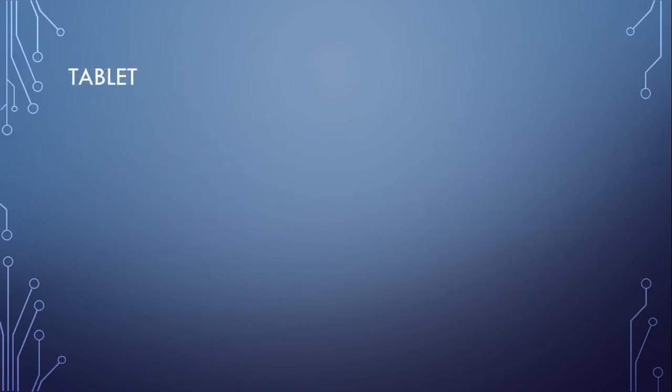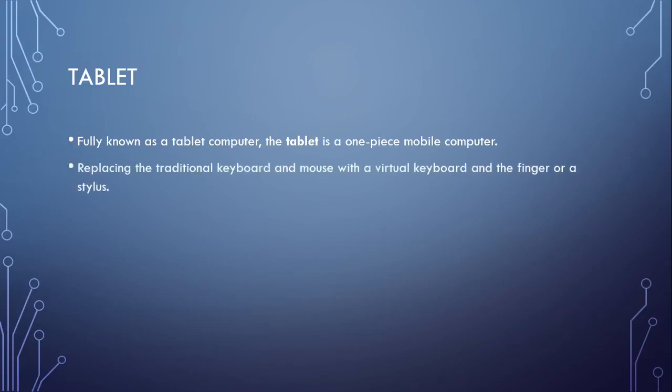All right, enough of laptops. Let's get to tablets. Tablets are technically known as a tablet computer, but if we want to define it, we can define it as a one-piece mobile computer, which is very simple compared to a laptop. It's a one-piece mobile computer because everything you need is in that. You don't have a separate screen or keyboard, because it's all on the tablet. They replace the traditional keyboard and mouse with a virtual keyboard and a finger or a stylus as your tracking device.